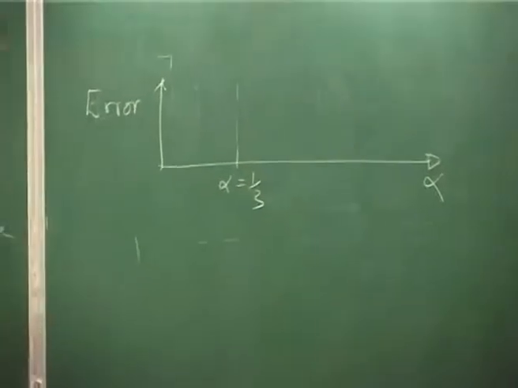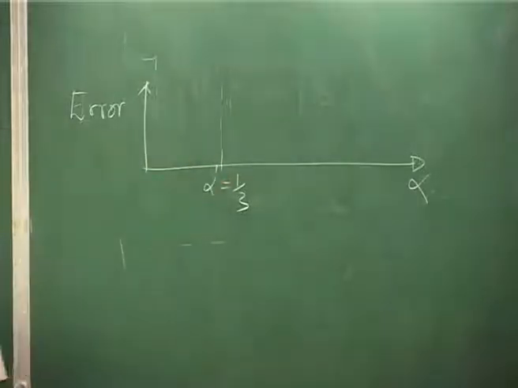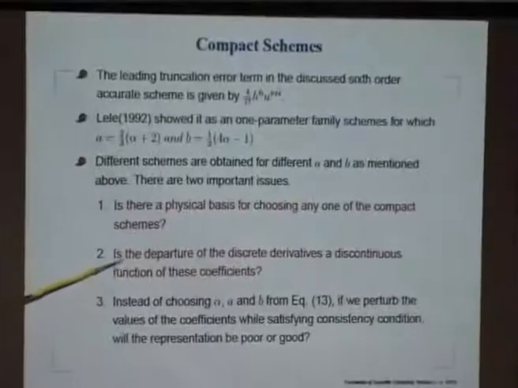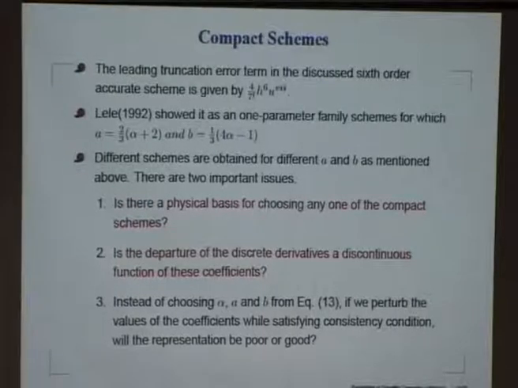This obsession with order becomes so much that people will tell you that if you go a little bit to the left or a little bit to the right, you have lost the sixth order accuracy and you have jumped down to a fourth order scheme. So you may have committed a huge amount of error. But is that true? That's the question that we are asking. Secondly, if I look at these discrete derivatives, are they discontinuous functions of this coefficient? This is something we must keep in mind. And you may also like to know, why should we choose any particular value? Is there any physical basis or not?